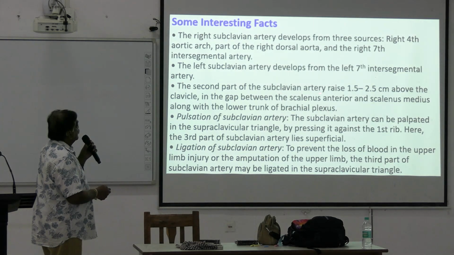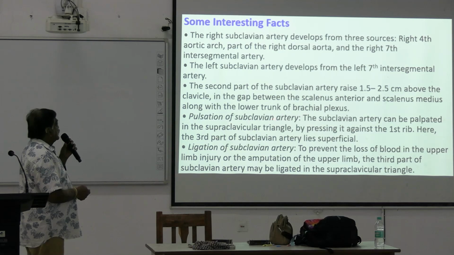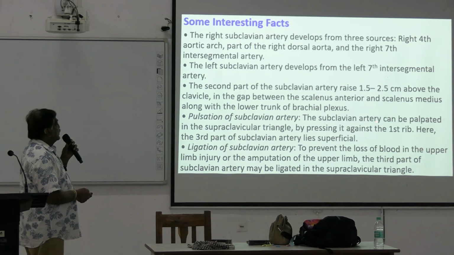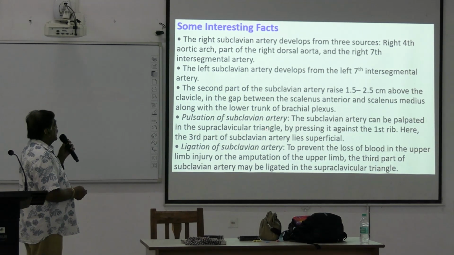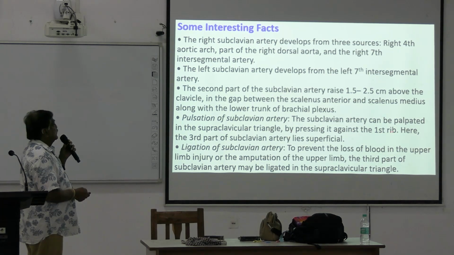The second part of the subclavian artery lies 1.5 to 2.5 centimeters above the clavicle. This picture showed this. A pulsation of the subclavian artery. The subclavian artery can be palpated in the supraclavicular triangle by pressing it against the first rib.